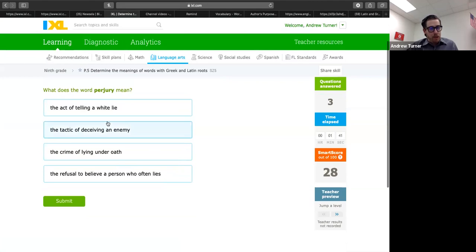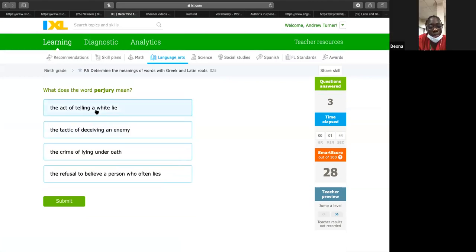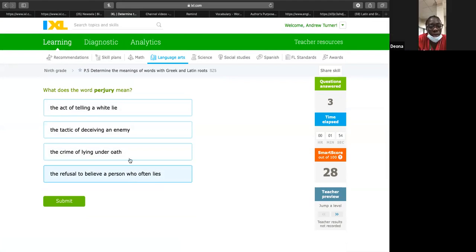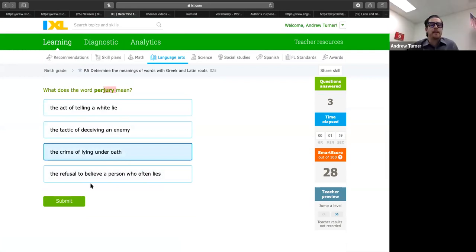Wonderful. Let's do another one. Perjury. The act of telling a white lie, the tactic of deceit, the crime of lying under oath, or the refusal to believe a person. The third one. Crime of lying under oath. When you commit perjury. Okay.